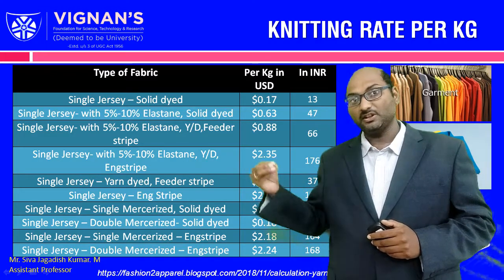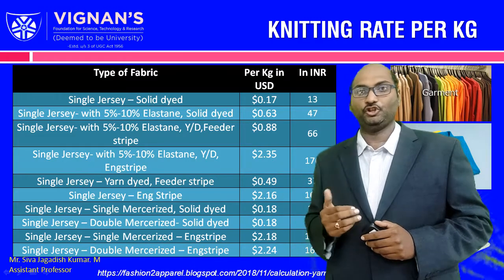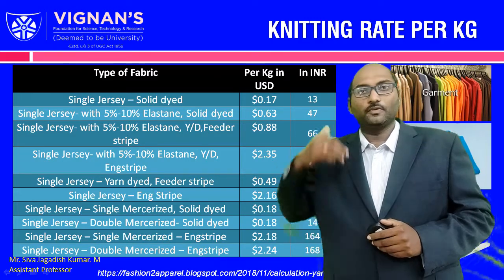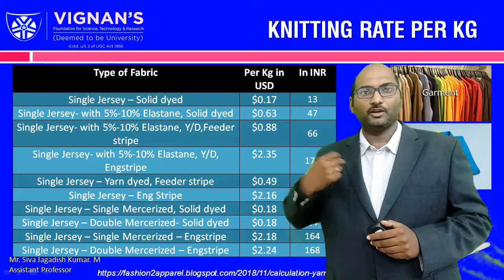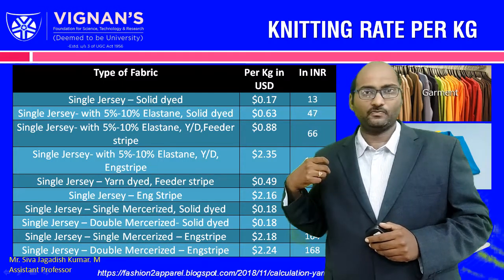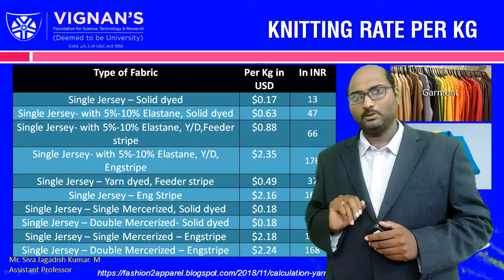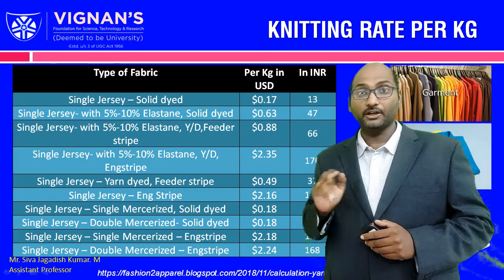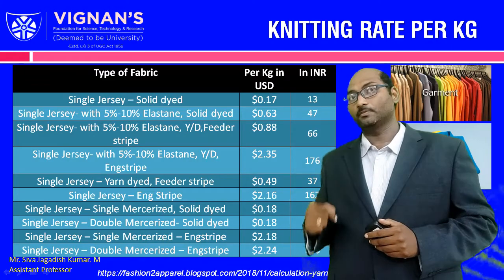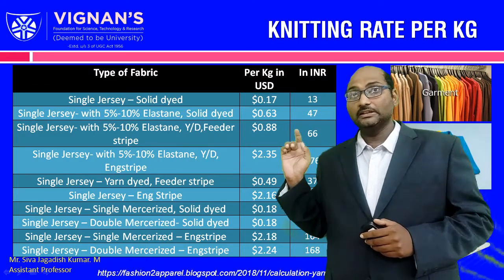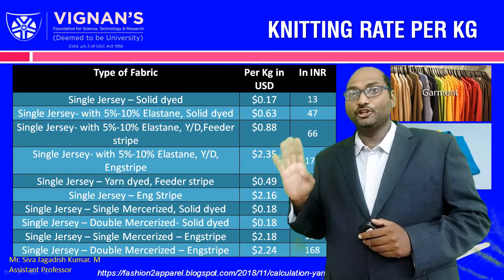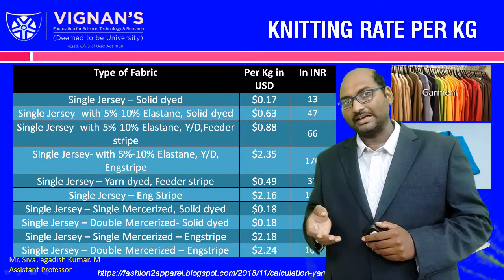The color changes as per the pattern which you give. Sometimes you will observe the entire t-shirt is white, and only at the chest there is a 1 inch blue stripe. It is not possible in a feeder striper. In that case, the auto striper comes into the picture. The fourth one is single jersey with 5 to 10% elastane, yarn dyed, engineered stripe, also referred to as auto striper.